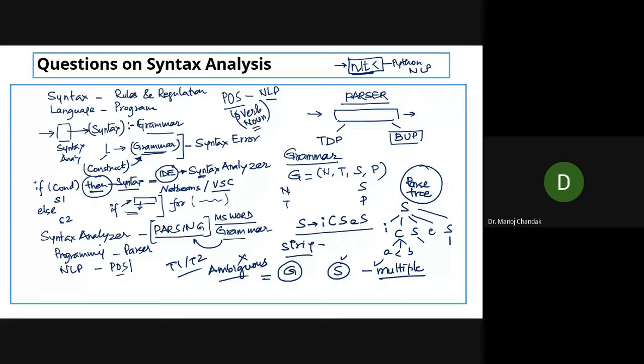Let me change the screen one more time. Let me add some more slides here. Okay. So let's proceed further. Just a minute, I'm sharing the screen for you.